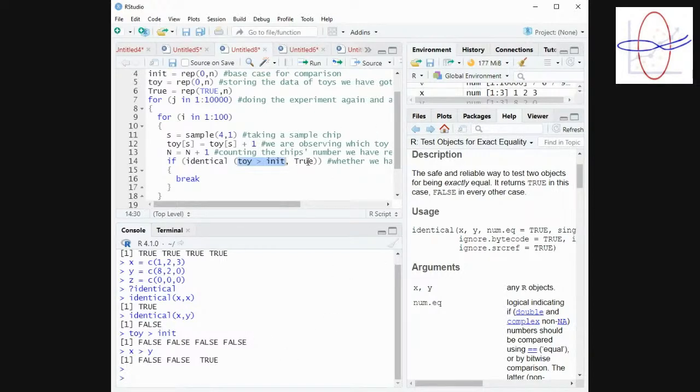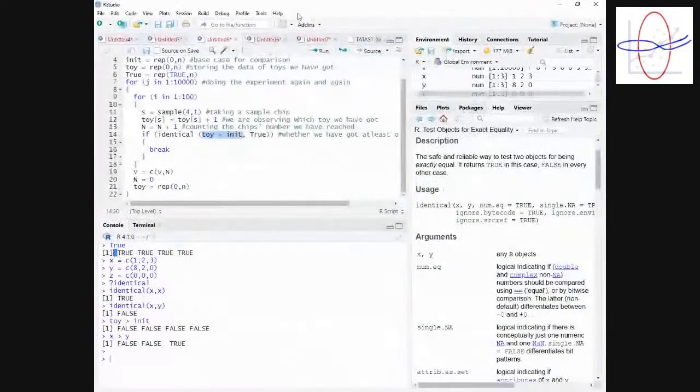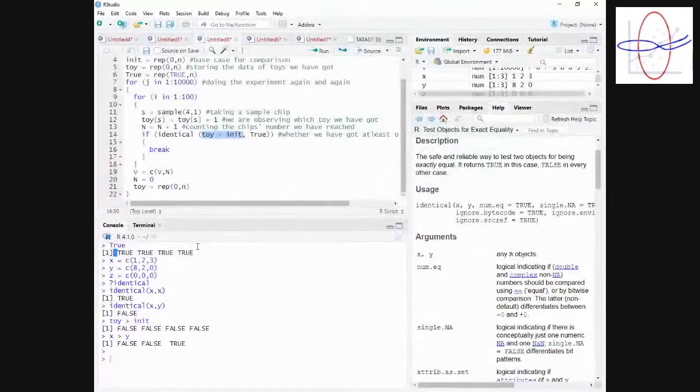Yes, sir. And now, if all of them are true and it's equal to the true vector, that means it will give the true value. So that's when we will break the loop and start a new loop. That's the basic idea of the whole thing. So this is how we are counting the geometric random variable over here.